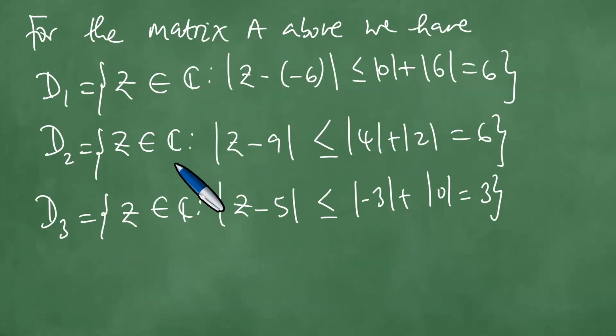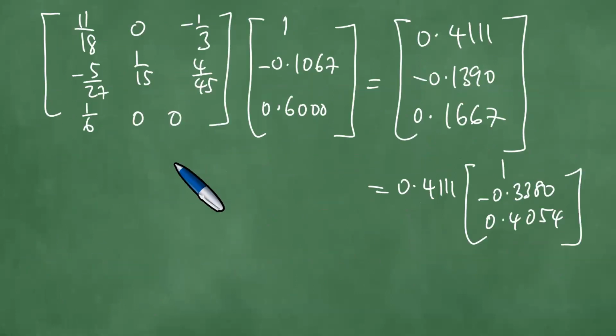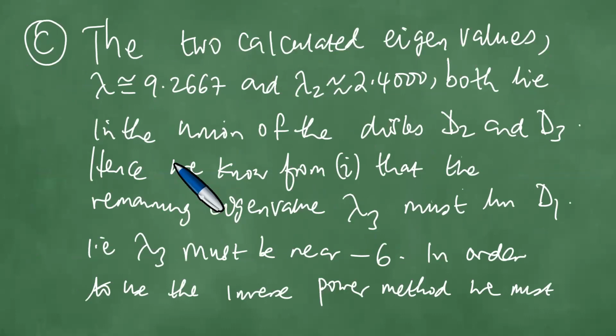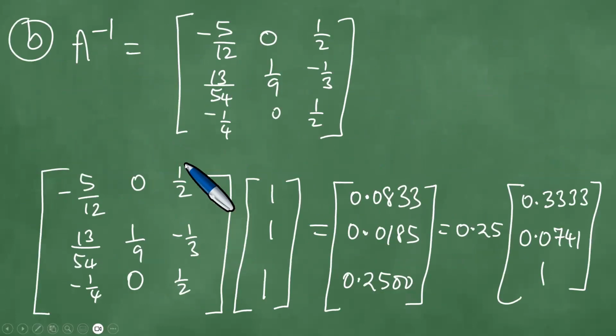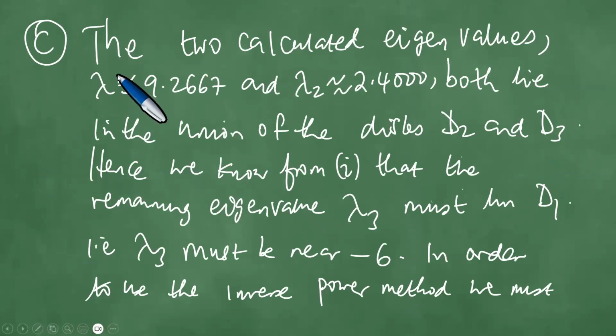The essence of this is the discussion we had here about the intermediate eigenvalue. Because now we are saying, in part C, the two calculated eigenvalues, lambda equals this, and then we estimated those, both lie in the union of the disks we have spoken about. Hence, we know from figure 1, a discussion that I've just included now, that the remaining eigenvalue must lie in D1. That is, lambda 3 must be near minus 6.